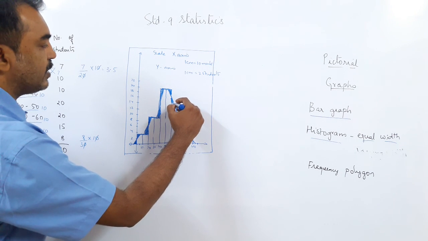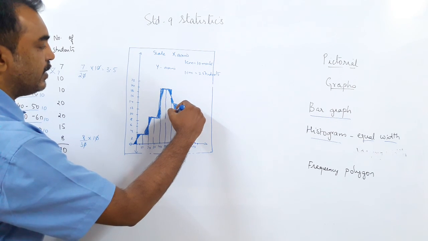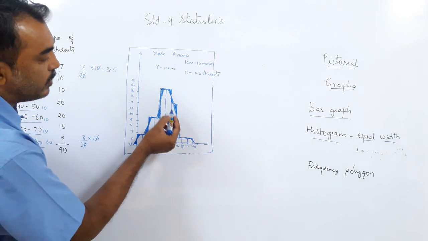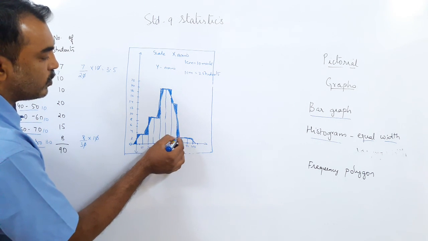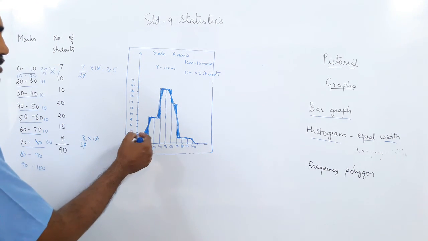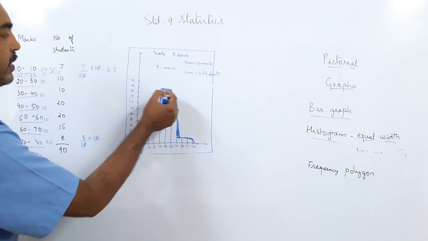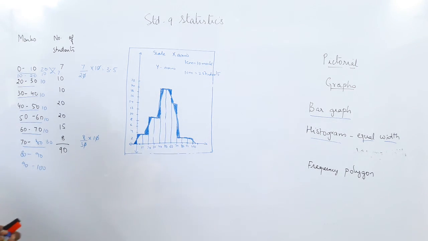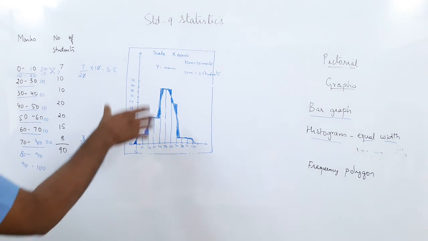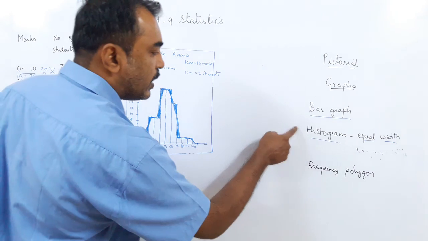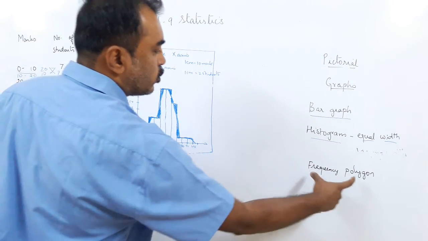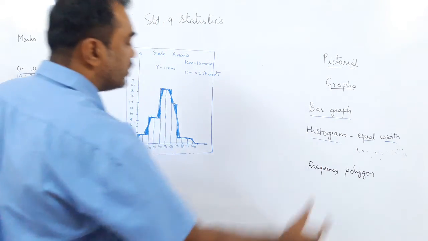If you look at this area also, it is outside the polygon but inside the bar graph, and this area is inside the polygon but outside the bar graph. Because they are balancing, all these triangles are congruent and equal, so the area under the histogram and the area under the frequency polygon remains the same. So from the histogram you draw the frequency polygon. To draw the frequency polygon you first have to go through the histogram.